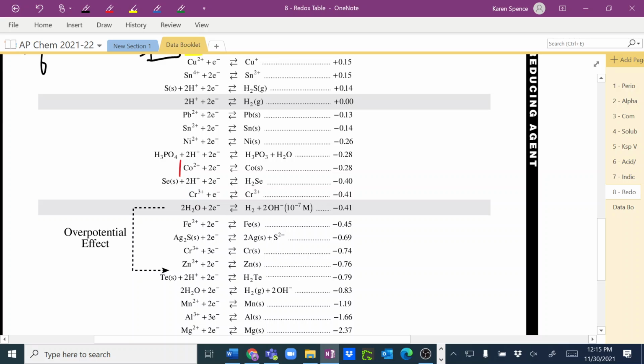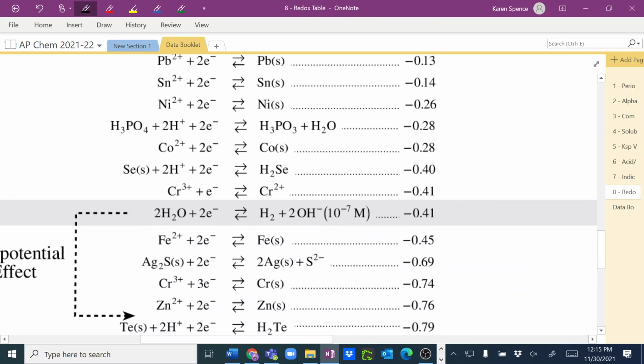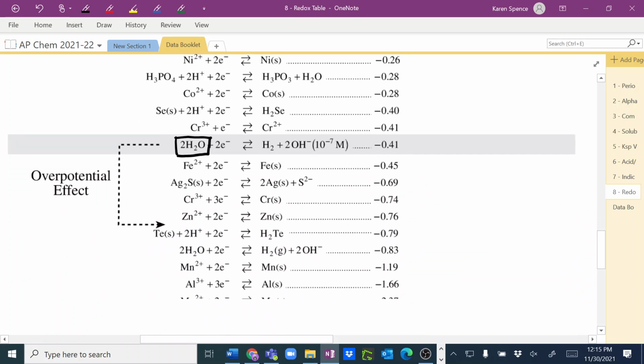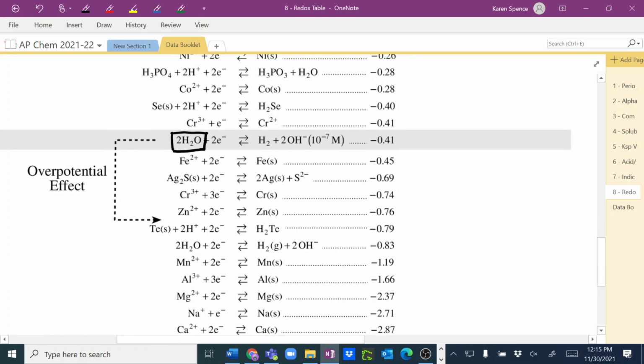Get rid of these ones because they're just confusing. Here is water. And if you are confused and you're like, hang on a second, there's another water down here, this would be water in basic solution. Okay, so don't worry about that unless we are in a base.